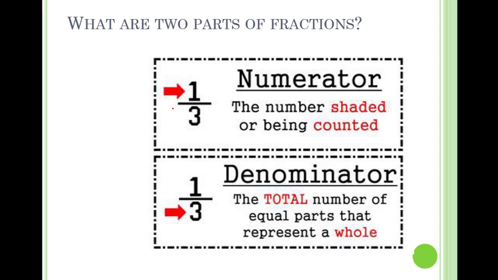The numerator is the number shaded or being counted. The denominator is the total number of equal parts that represent a whole. As you can see in the illustration, for you to imagine it, how many totals to be divided? 3. So we have to divide it 1 and 2. How many shaded parts, which is 1?